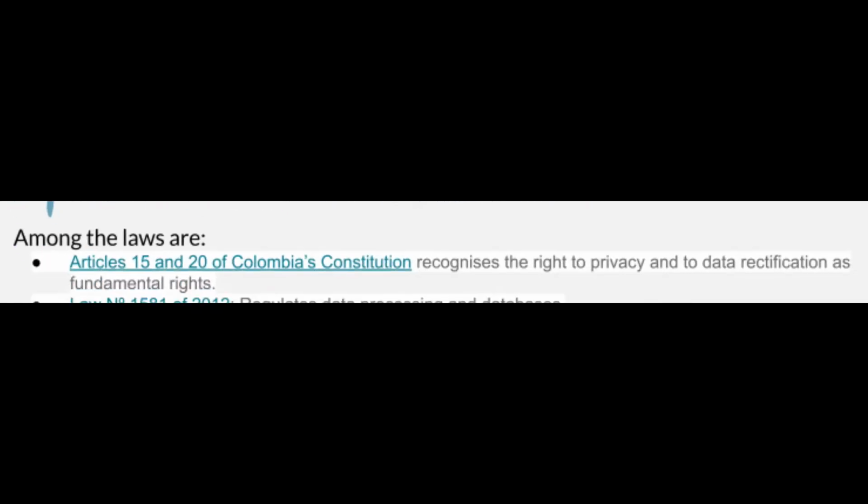As the world progresses with the modernization of technology, every country is exposed to cyber attacks and cyber threats almost every day. So they make whole new laws to protect themselves from these attacks. For example, Articles 15 and 22 of Colombia's Constitution recognize the right to privacy and data rectification of every Colombian citizen as a fundamental right.